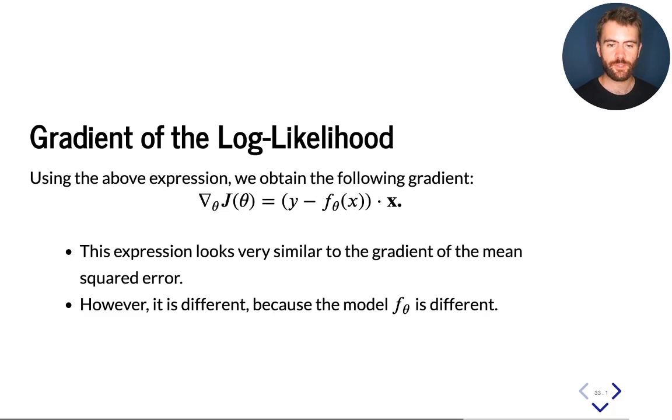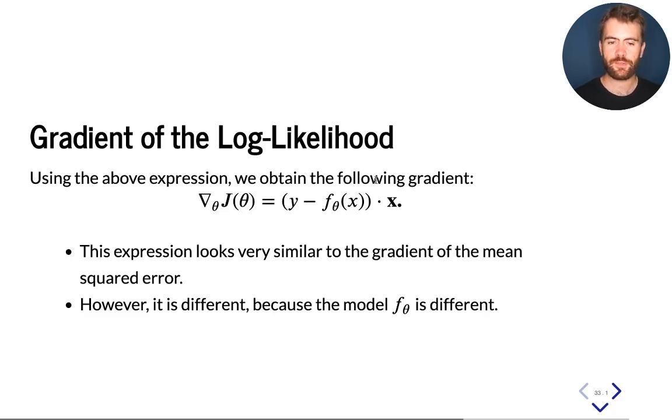It's interesting that this expression has a really similar form to the gradient of the mean squared error that we saw. There again, we had the difference between y and f times the input x. This was our gradient too. But even though it has a similar form, this is actually different. It will take a different value because the function f here is different. If we're optimizing for logistic regression, f is going to be a logistic regression instead of a linear model.